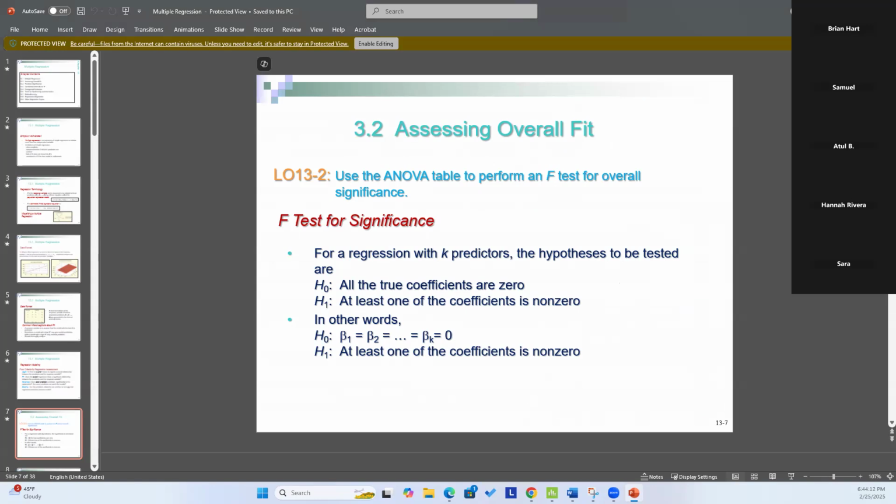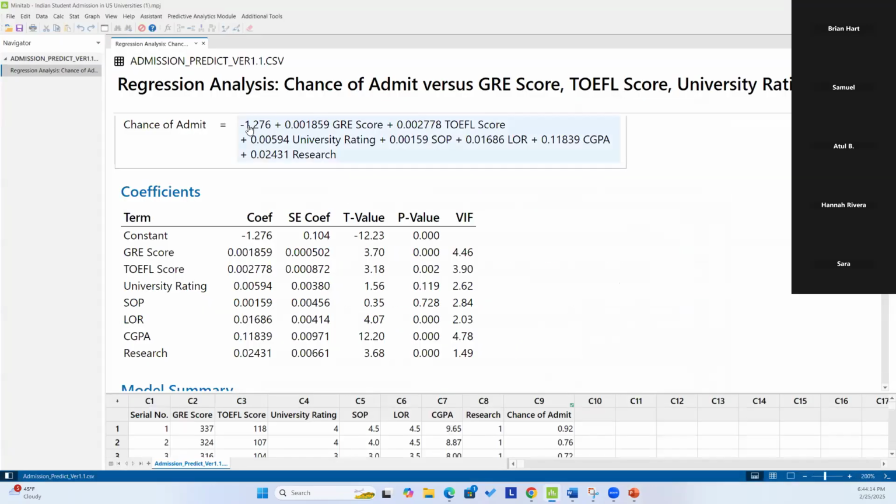Let's look into why we are saying this. If these are all zero, meaning minus 1.76 is zero, this is zero, everything is zero, this model will be useless. But if at least one is non-zero, let's say statement of purpose, then you will put some value here and you will get some value of chance of admission. So we are going to look at whether these are useful or not.